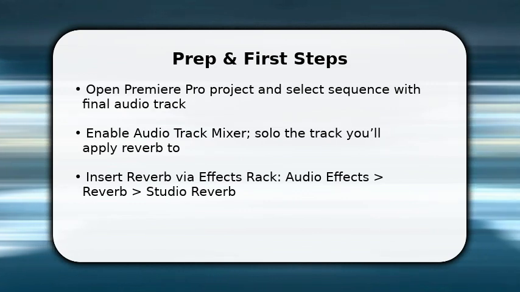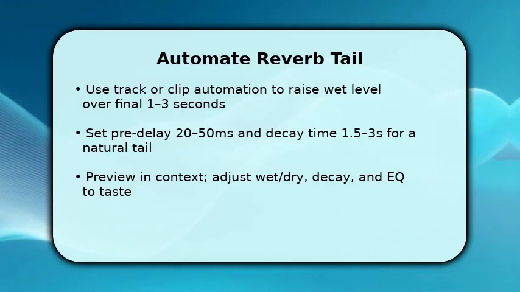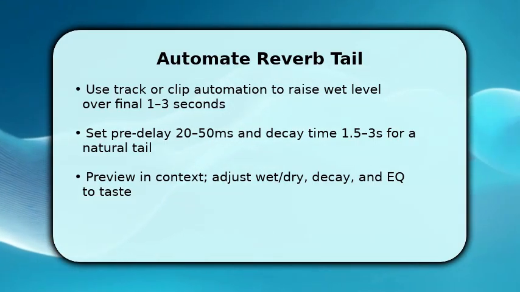Now automate the reverb so it crescendos only at the end. You can choose clip keyframes or track automation. I prefer track automation for smoother curves. Once done, draw an automation ramp, raising the effect wet parameter over the last 1 to 3 seconds.